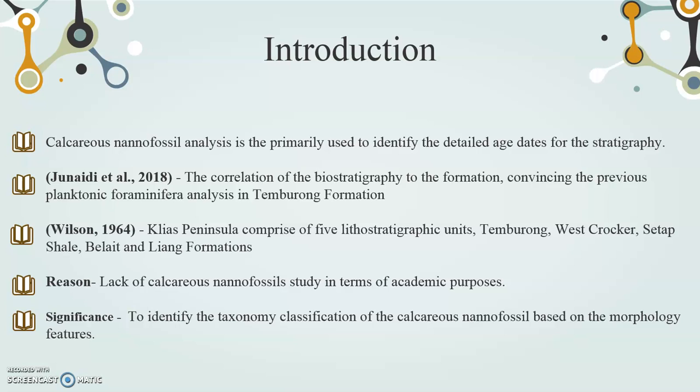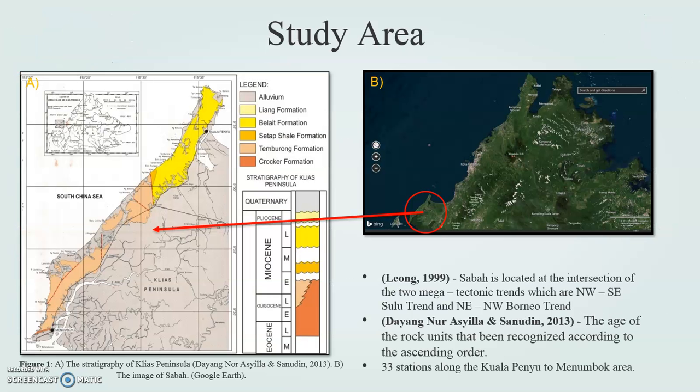But there is a lack of calcareous fossil study for academic purposes. However, a systematic preliminary research study has been conducted to find the taxonomic diversity based on morphology features within the age of late Oligocene to early Miocene. The study area is located in Sabah, and Sabah is located at the intersection of two mega tectonic trends.